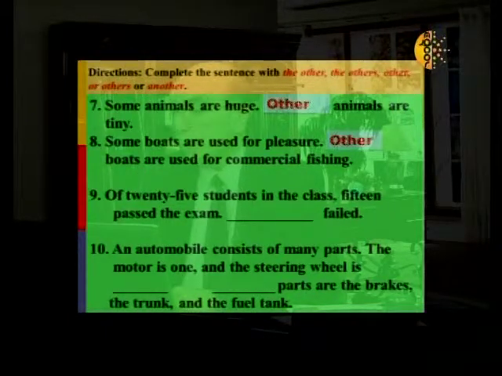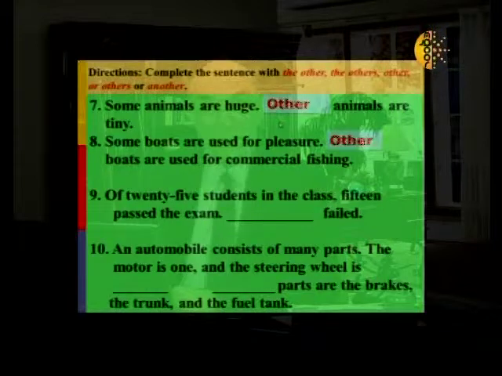So keep this in mind. If the verb is plural, you have to use what? Others, if there is no noun. If there is a noun, that noun has to be plural. Other stays singular because it functions as an adjective. Sentence number 9.